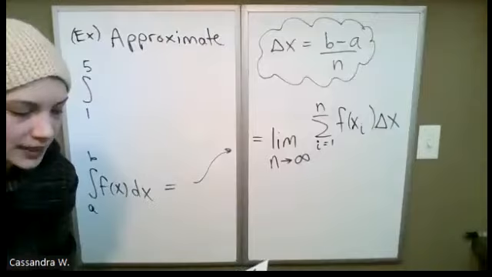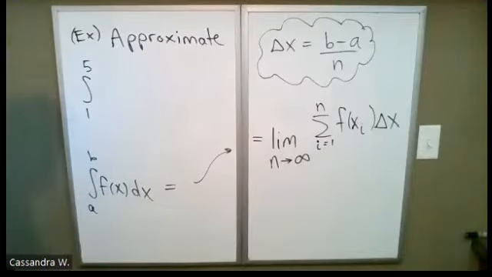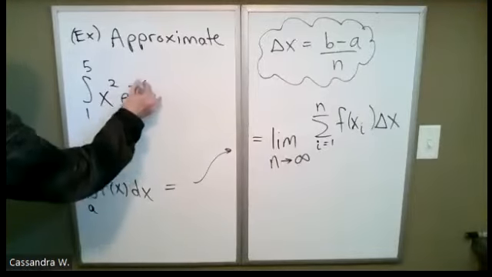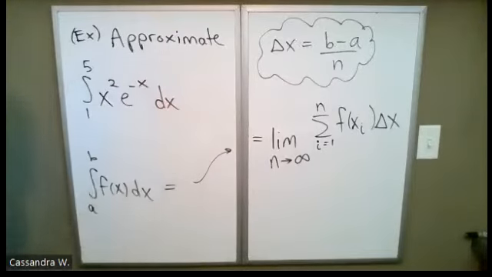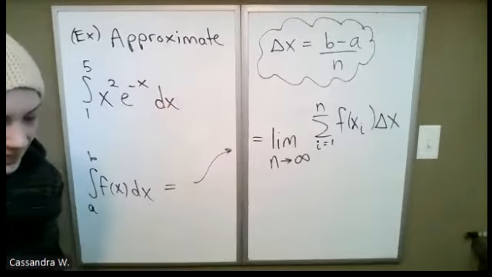Okay, so integral from 1 to 5 of x squared times e to the negative x. Okay, we're gonna get that using right endpoints and n equal to 2.